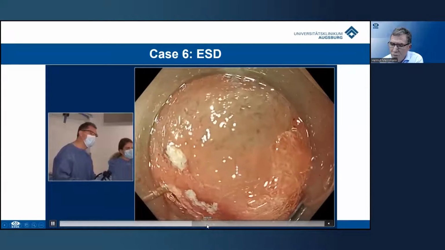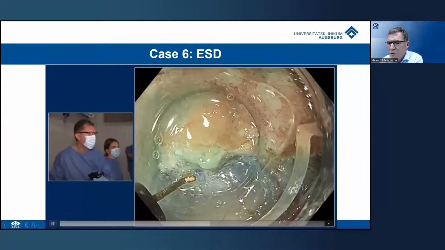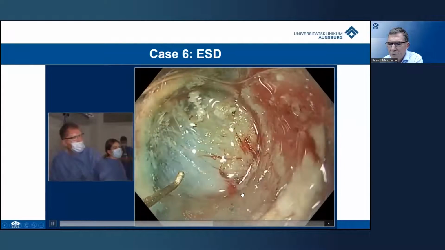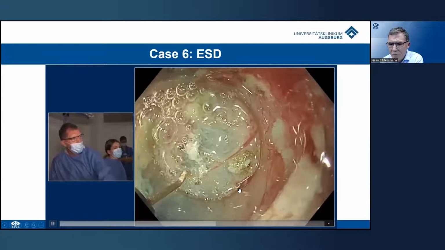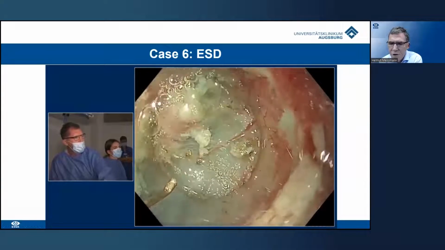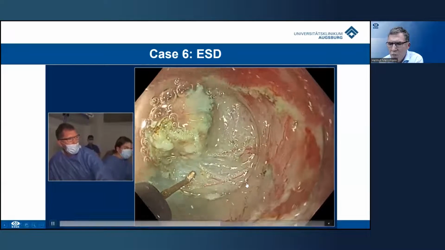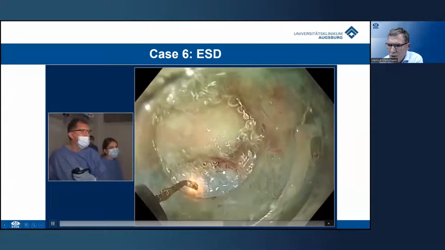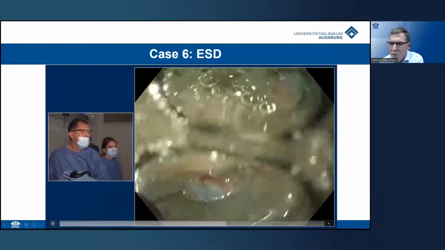But you have to be very, very careful. I think this is one of the most tricky procedures I ever did, because the perforation risk is quite high. Initial data from Japan showed a perforation risk of 30%, and perforation in the duodenum is not always easy to manage. So you should only do ESD in the duodenum if you have very much experience in the remaining GI tract.